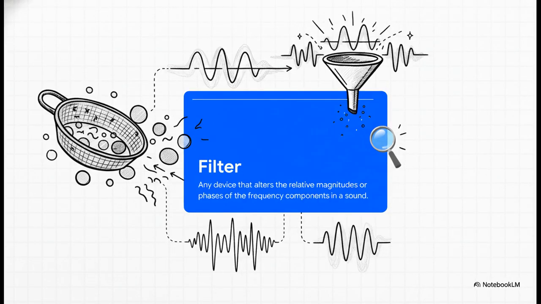So what is it? A filter is basically any device that changes the balance of frequencies in a sound. Think about it like this. A sound is made up of all these different ingredients, low notes, high notes, and everything in between. A filter acts like a strainer, letting some of those ingredients pass through while holding others back.